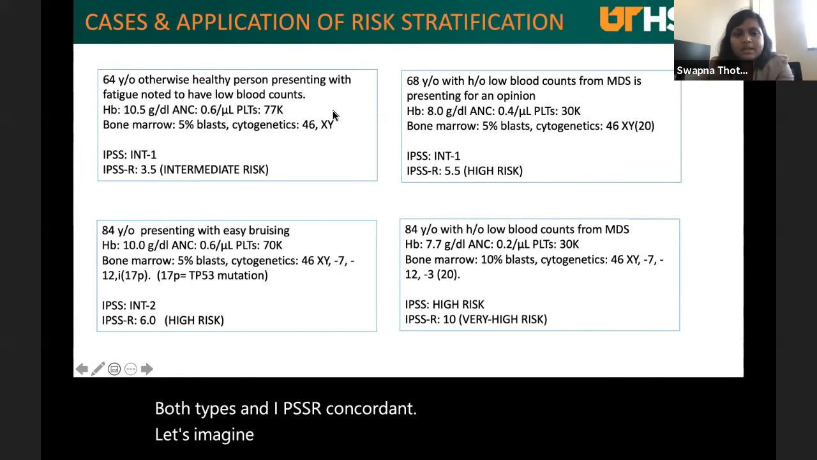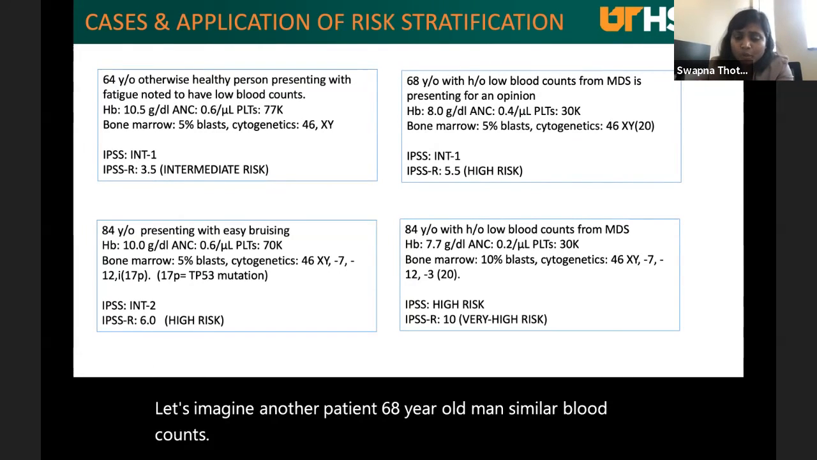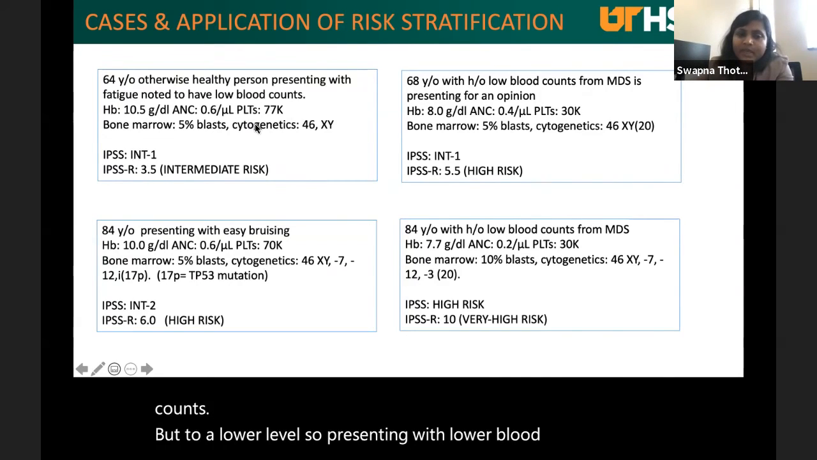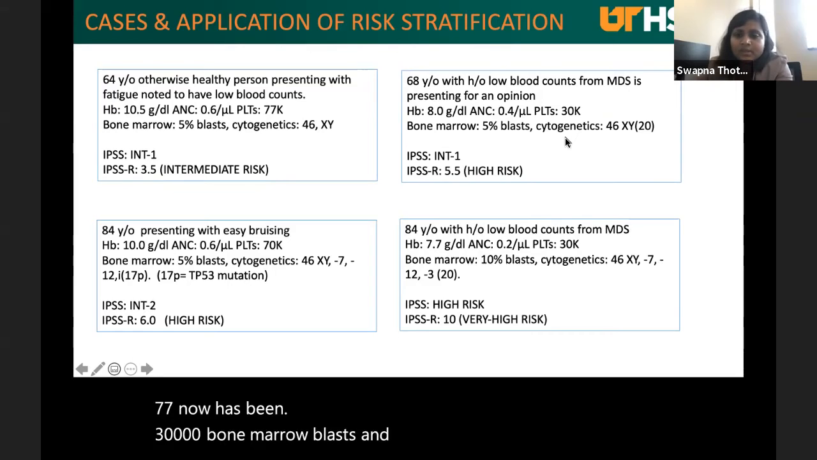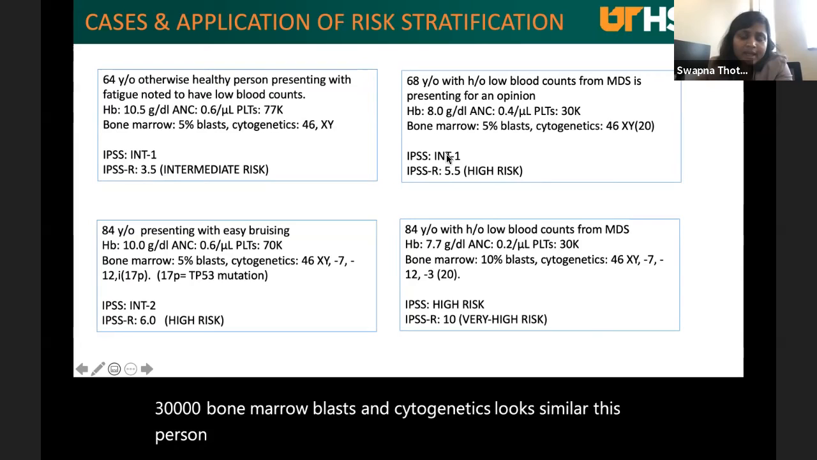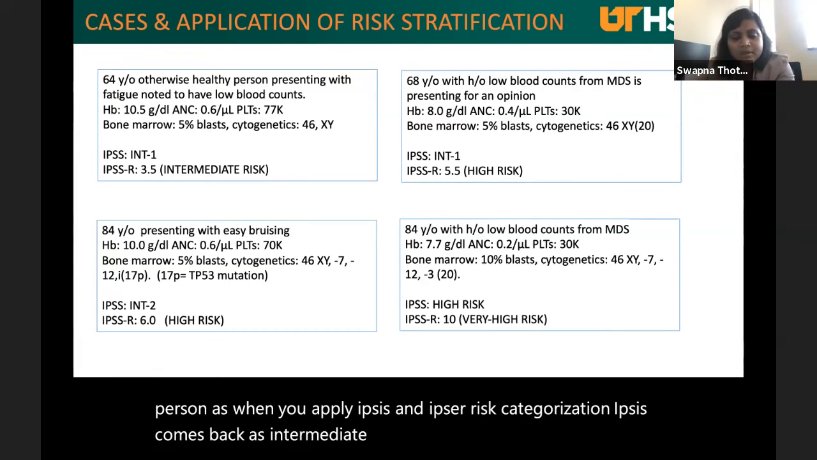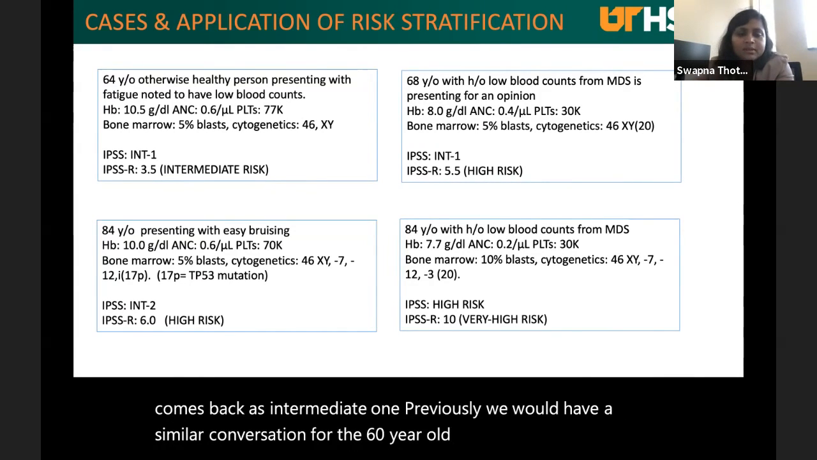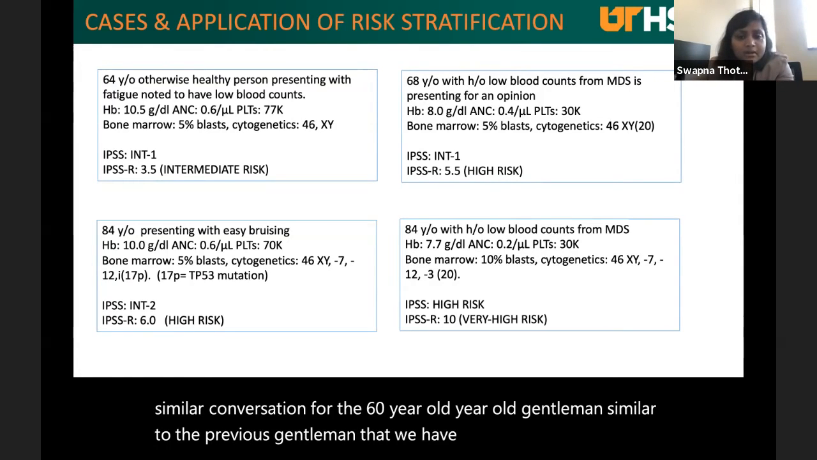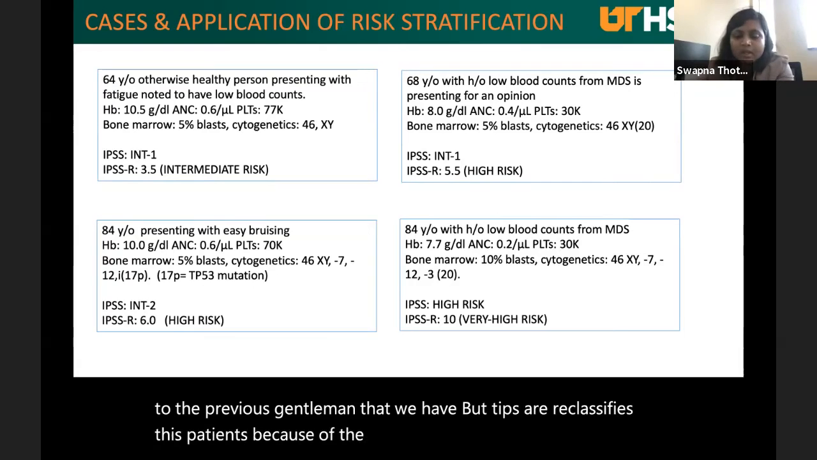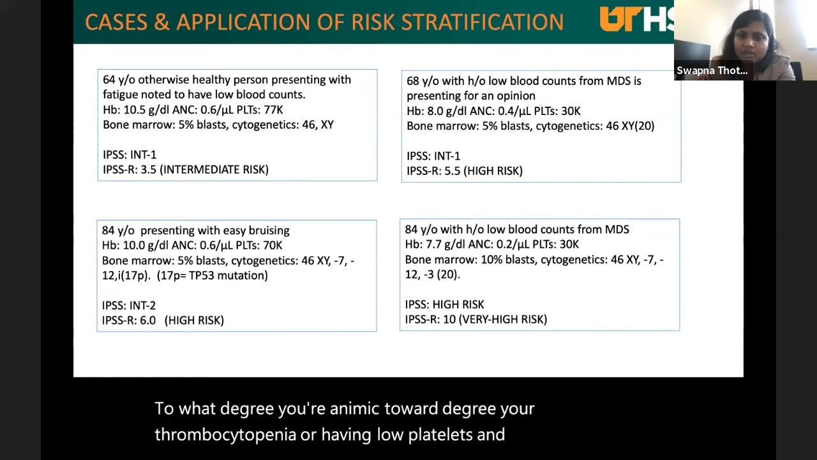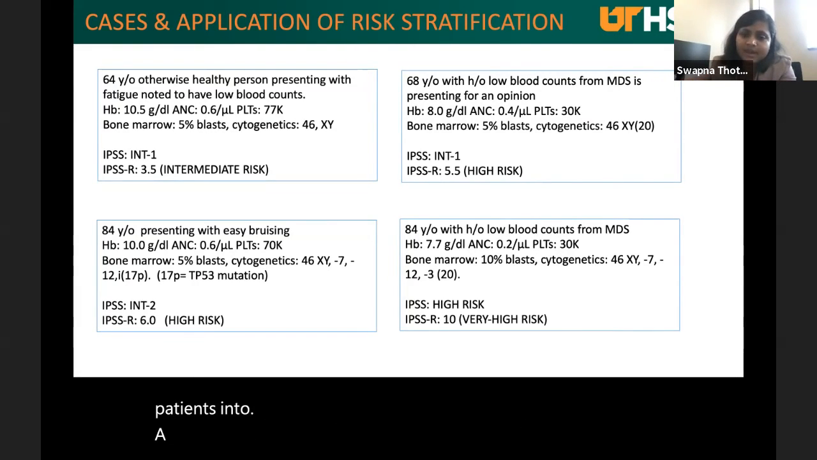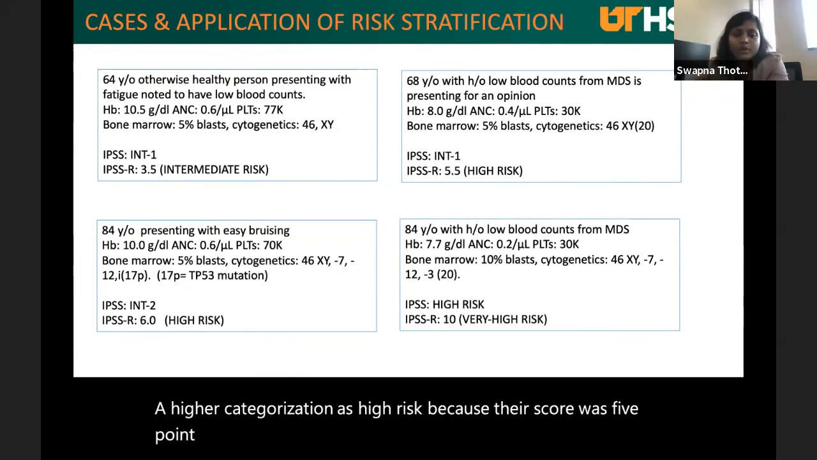Let's imagine another patient, a 68-year-old man, with similar blood counts, but to a lower level. He presents with lower blood counts: hemoglobin instead of 10 is now 8, platelets instead of 77 are now 30,000. Bone marrow blasts and cytogenetics look similar. When you apply IPSS and IPSS-R risk categorization, IPSS comes back as intermediate 1. Previously, we would have a similar conversation as for the previous gentleman that we had. But IPSS-R reclassifies these patients because of the emphasis it gives to the degree to which you're anemic and thrombocytopenic, or having low platelets, and reclassifies them into a higher categorization as high risk because their score was 5.5. Let's look at one more example.